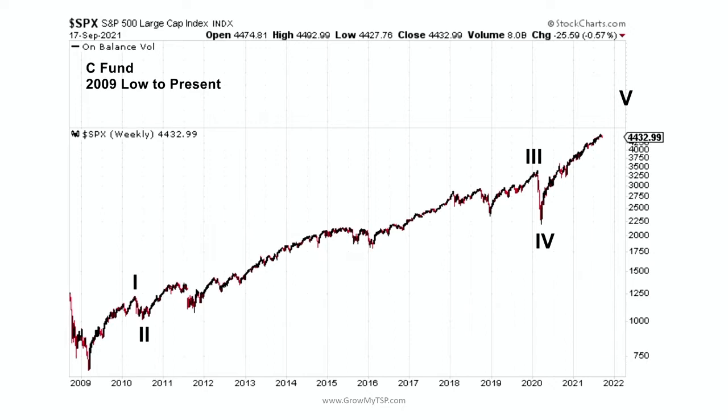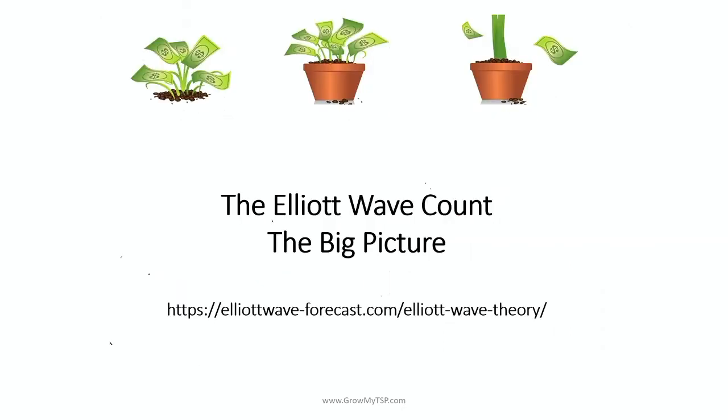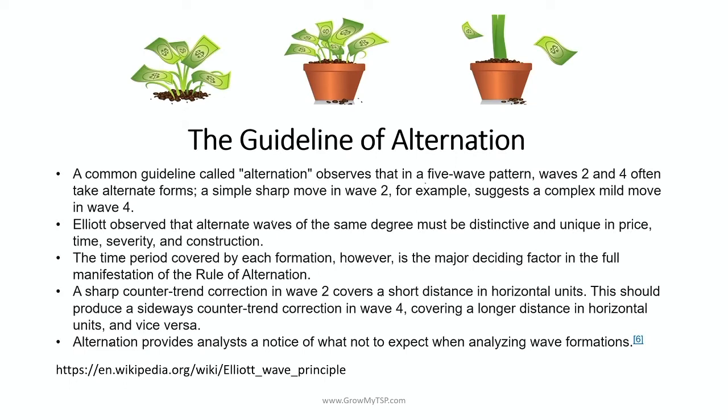This is the chart from 2009 to. That's what happened. And it happens patterns within patterns within patterns. And we're gonna look at all of it. So that's the idea of alternation.